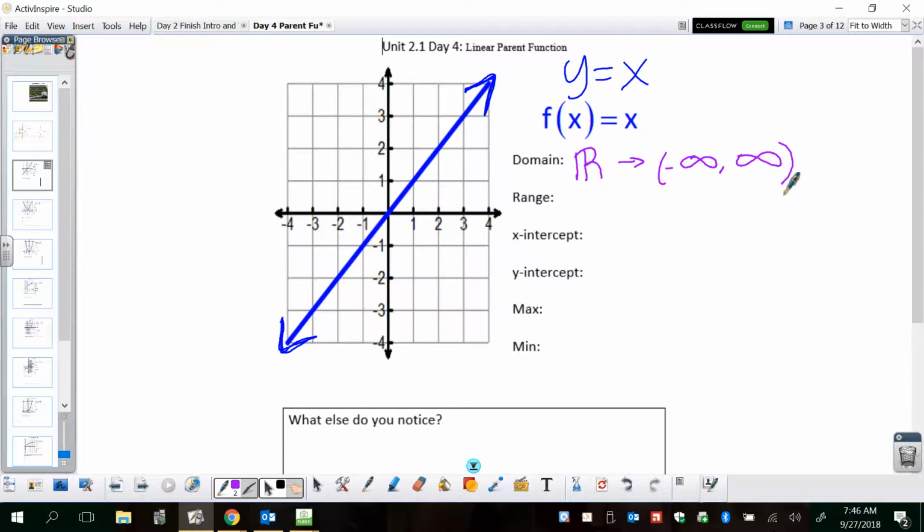What about the range? Is it ever going to quit getting taller? No, it's not going to quit getting taller. So what is our range? Yeah, same thing.